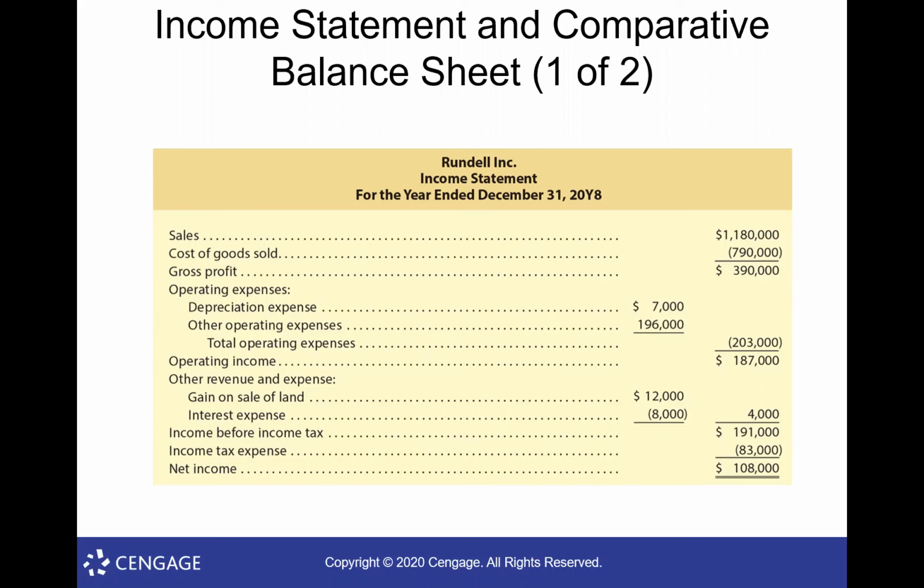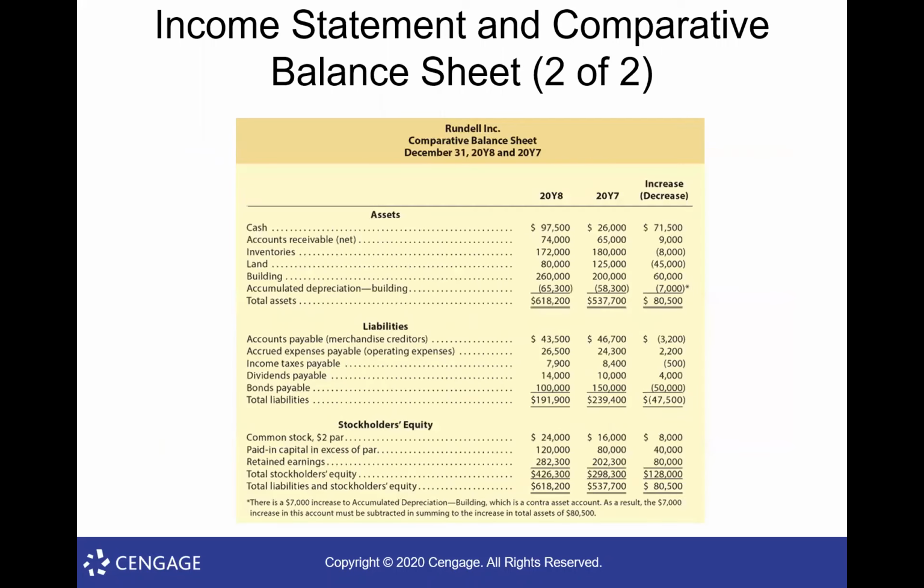Okay, all right. So there's their income statement. Here's a comparative balance sheet. Comparative balance sheets typically have multiple years in the columns, and typically will show the newest or most recent year in the left-hand column, and then they get older. Sometimes there will be a comparison, an increase or decrease between the two. So right off the bat, we can see that Rundell's cash increased a lot. It went from 26,000 up to 97,500 from 2017 to 2018.